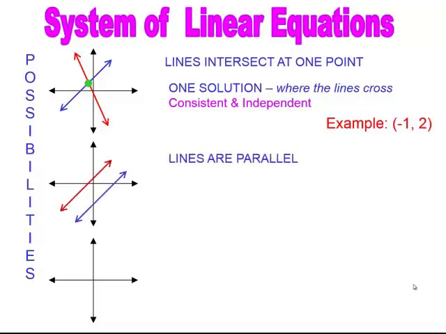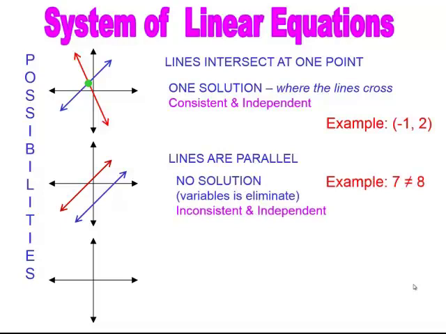The next possibility is we have a system of equations that are parallel lines. Well, parallel lines have no solution. There's no point of intersection, therefore there will be no solution for this system to be true. So if there's no solution, then it's inconsistent. But they're still independent of each other because their lines are not the same equation. So parallel lines have no solution.